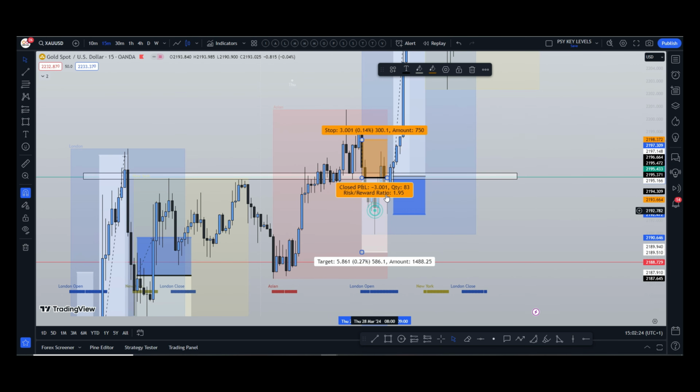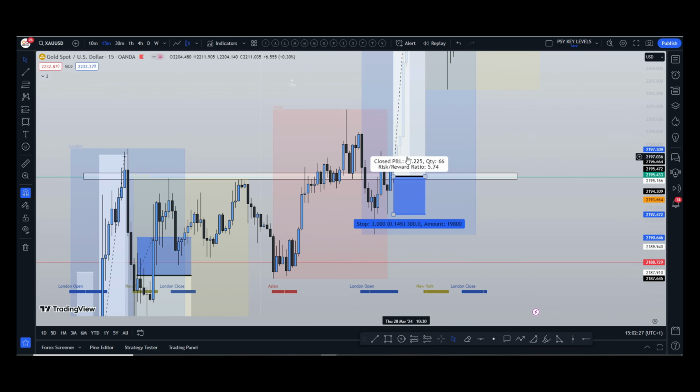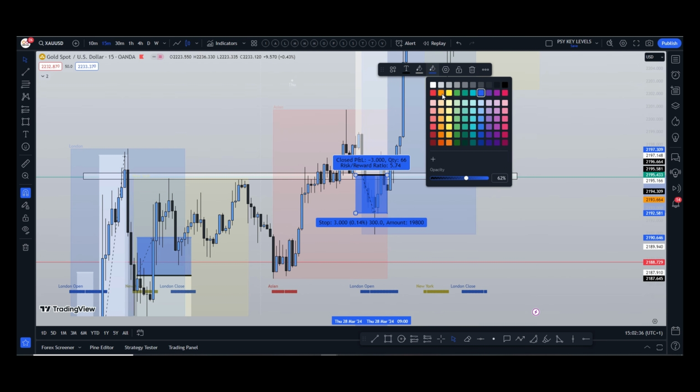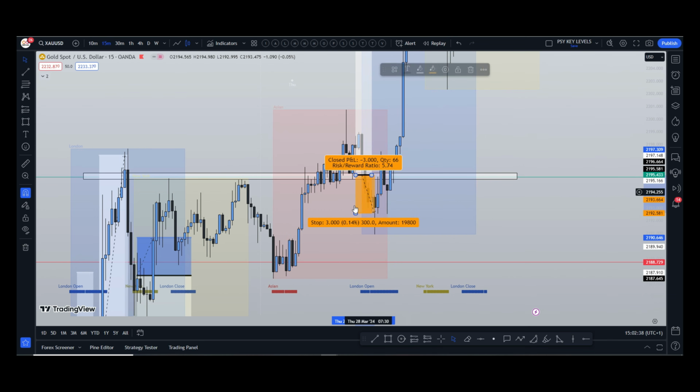So this technically should have been a buy from this point. Volume comes in, boom, you take it, but this was a loss. That's why I marked it in orange. This is a loss because price broke through and hit my stop loss.